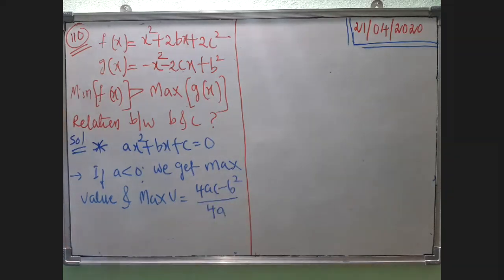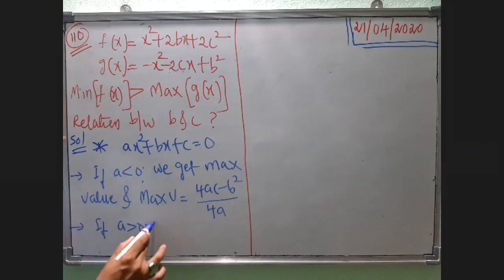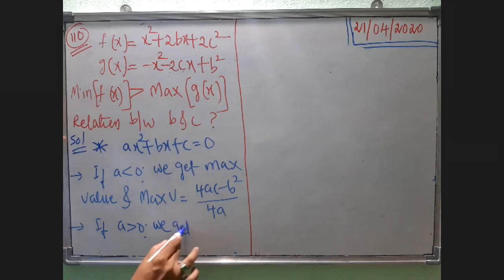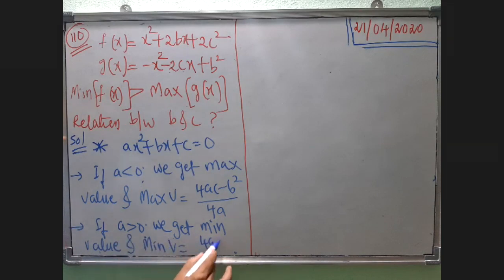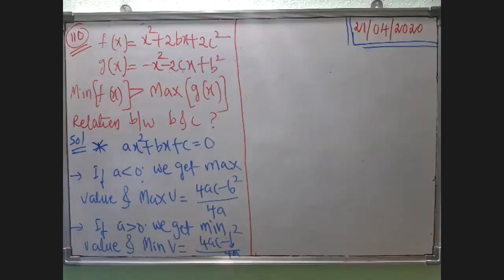This is the formula. And the second condition is, if a is greater than 0, we get a minimum value. And that minimum value is also given by the same formula, 4ac minus b square by 4a. For both, the formula is the same. To find either the minimum or maximum, the formula is 4ac minus b square by 4a. Now, if you remember this, then this problem is much easier for you to solve.